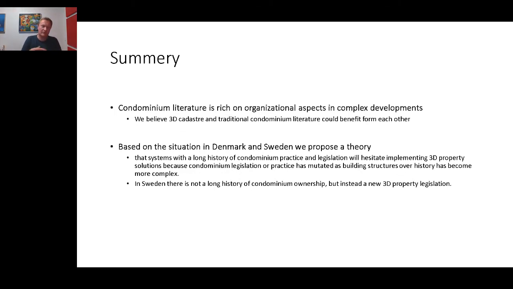And opposite that, we have in Sweden that there's no long history of condominium ownership. So instead, it was necessary to implement a new 3D property legislation. So that was our main point, and what we wanted to open for discussion with this paper and this presentation.